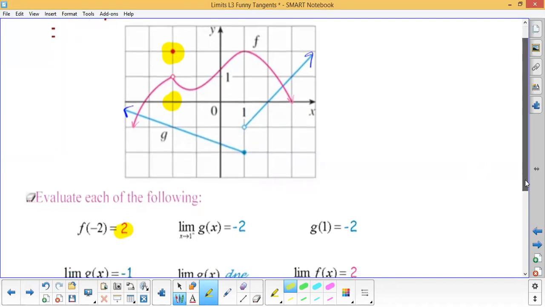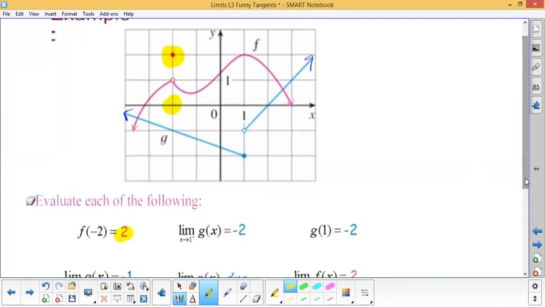Now, when we are approaching +1, this time we're talking about the g of x function. So that is the blue graph. So when we are approaching 1 from the left, you can see that we are approaching an intended height of -2. So the limit of the function as we approach from the left is -2.